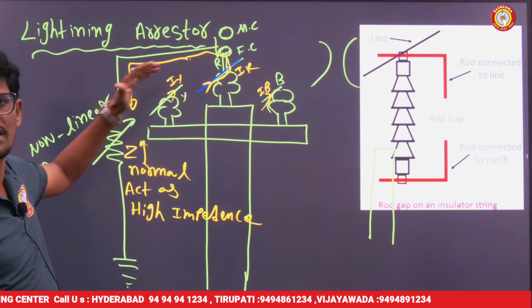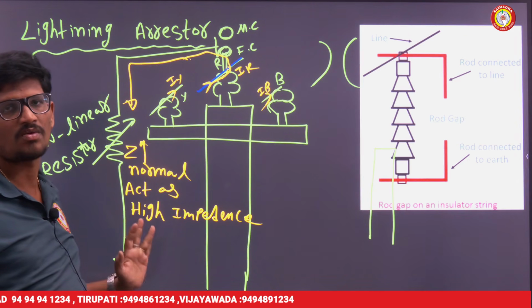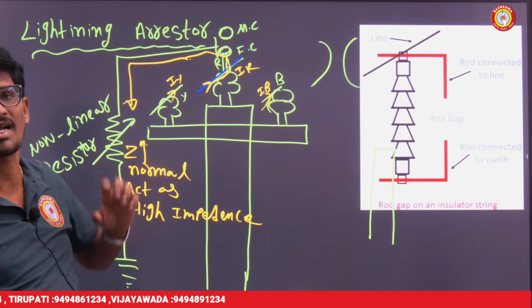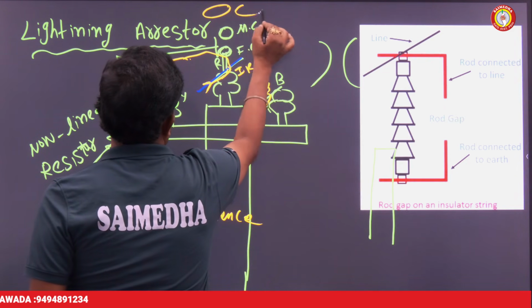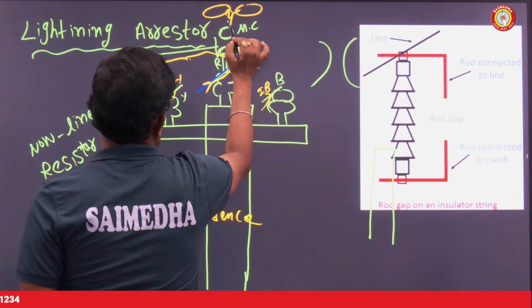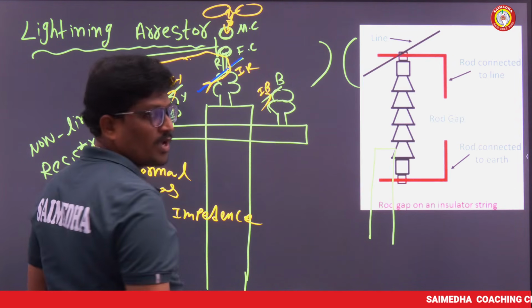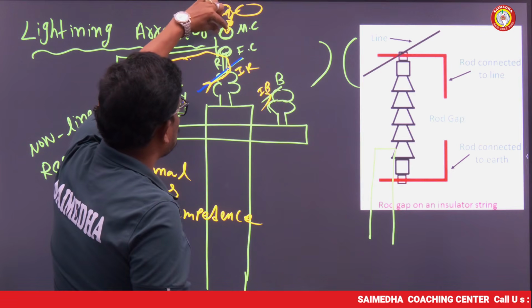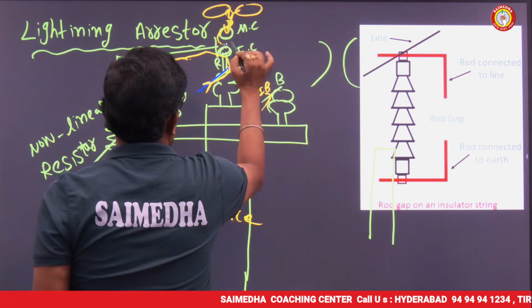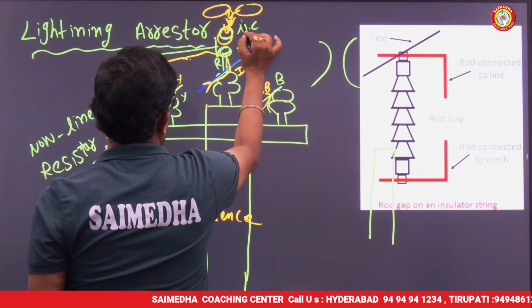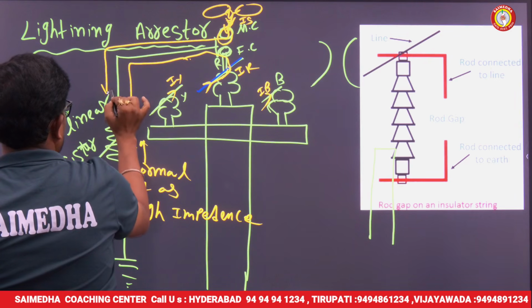Under the normal condition, no currents are flowing in the ground. But whenever a fault occurs in the system, due to the interaction of the two clouds, surge currents are developed between the two clouds. The surge currents touch the moving contact, and the two contacts touch each other. The total surge current is diverted into the non-linear resistor.